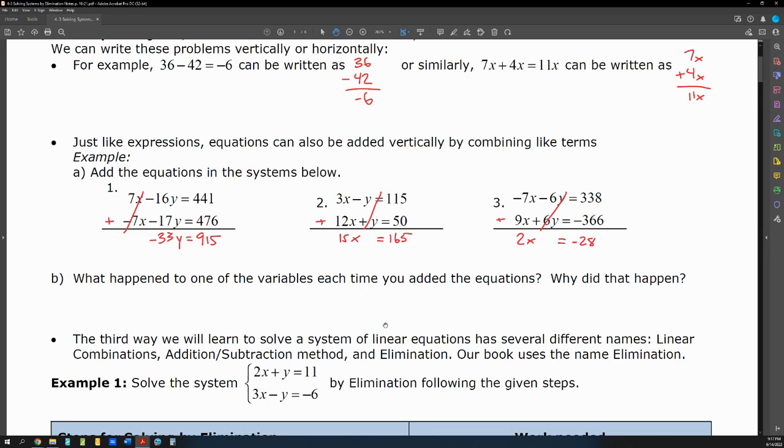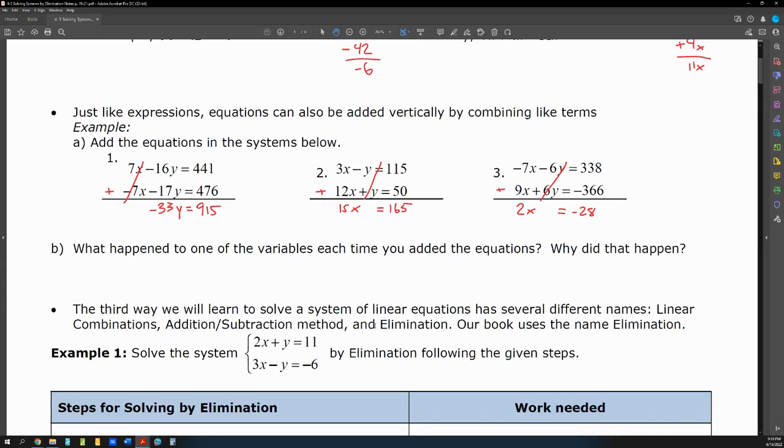So, part B, what did you notice that happened to one of the variables each time that you added the equations? And why do you think that happened? So, you may have noticed that one of the variables canceled. This is because whenever you have opposite coefficients, or in other words, you have the same number in front where one is positive, one is negative, when adding them, the sum is zero. They zero out or they cancel out.